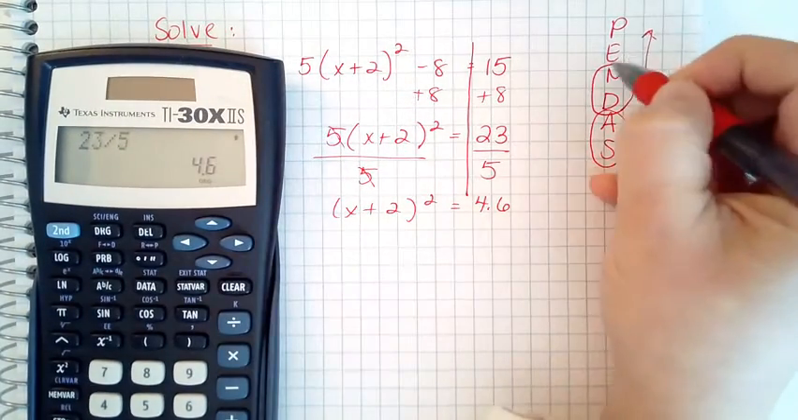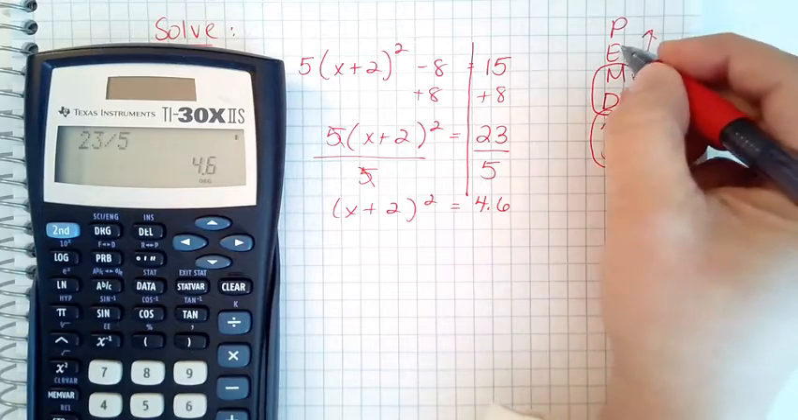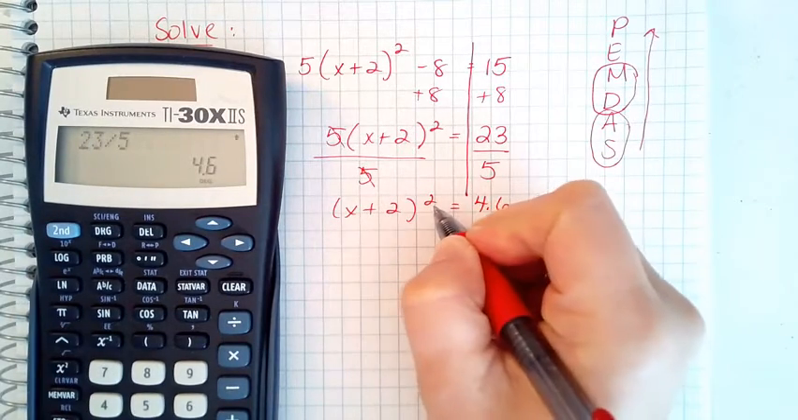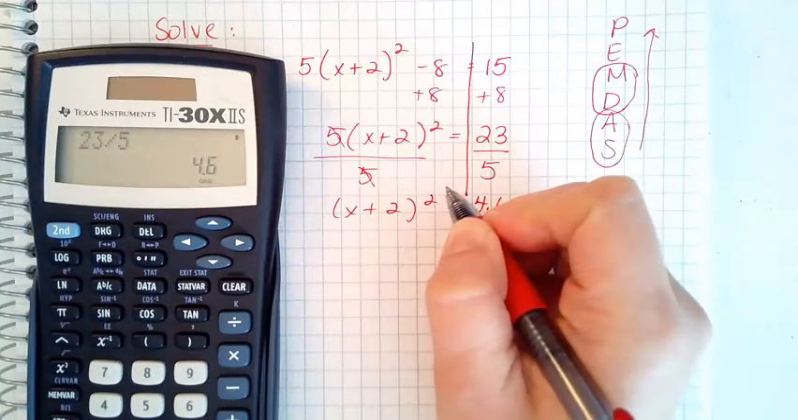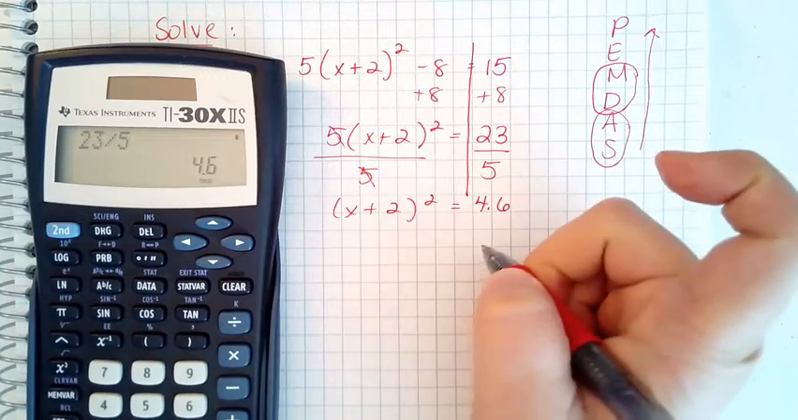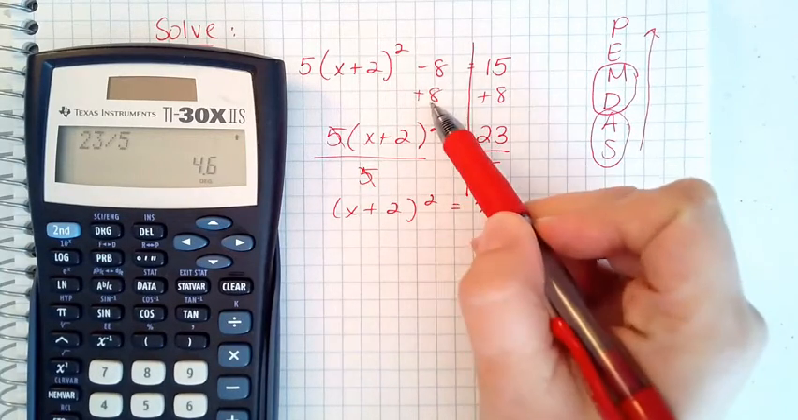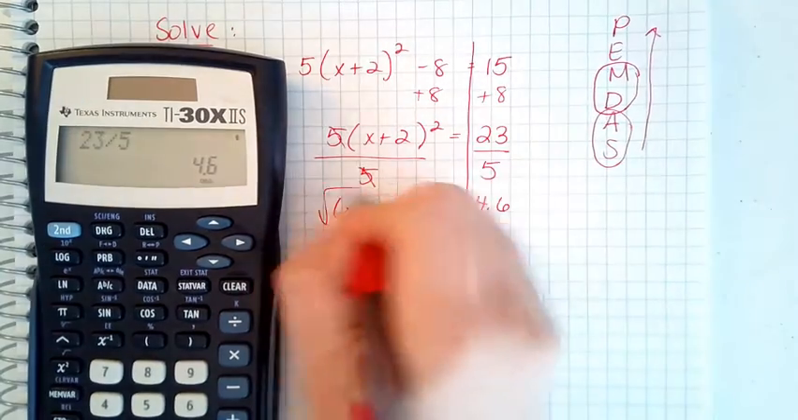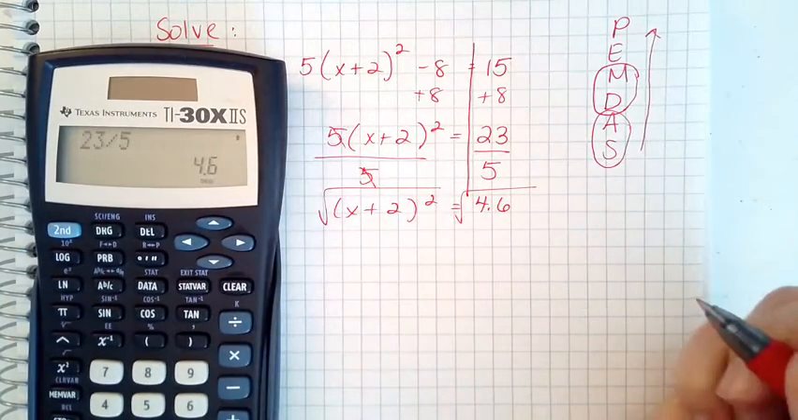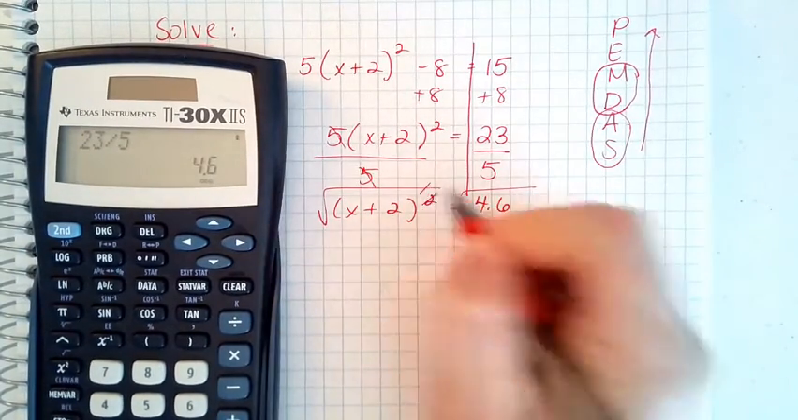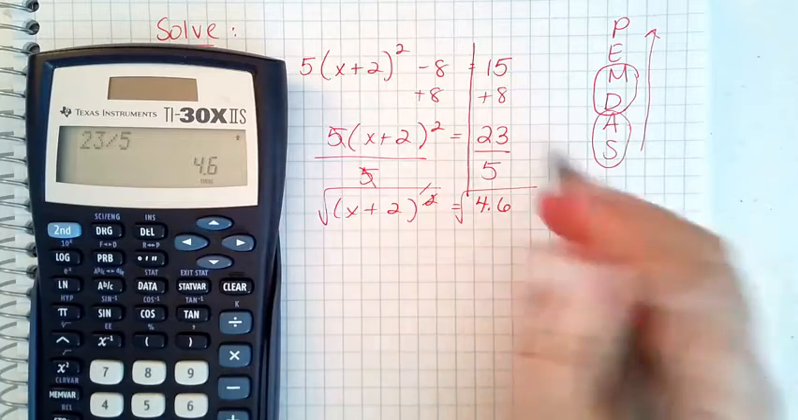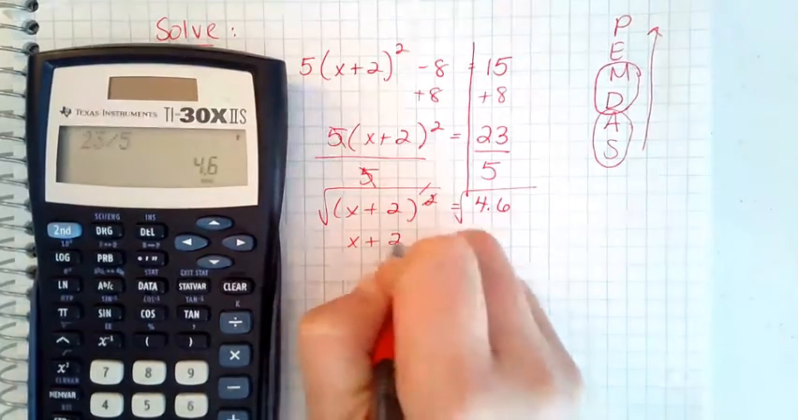And now I'm at exponents and parentheses. Well, this exponent I have to undo. And the opposite of squaring something is square rooting it. Just like the opposite of multiplication was division and the opposite of subtraction was addition. So I'm going to square root both sides. When I do that, the square root makes the exponent go away, and we're left with x plus 2.